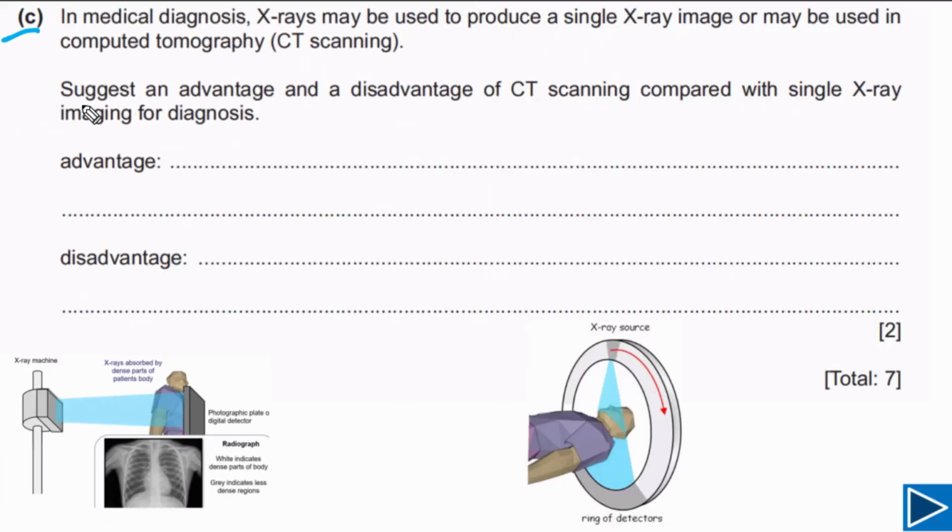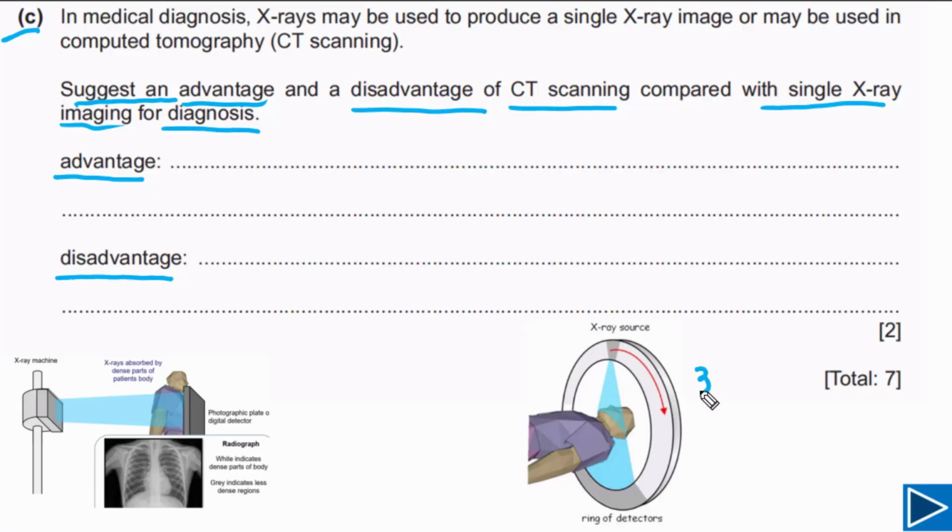For part C, the question is asking us to suggest an advantage and disadvantage of CT scanning compared with single X-ray imaging for diagnosis. First of all, we will talk about advantage, then we will discuss disadvantage. Advantage of CT scan is that we can get a three-dimensional image, and the image can be rotated and viewed from different angles. But in case of X-rays, we only get a 2D image. So that is the advantage of CT scan over X-rays.